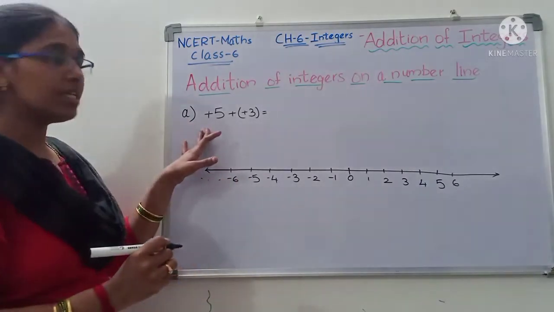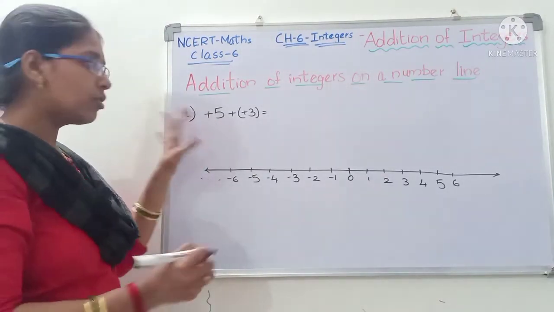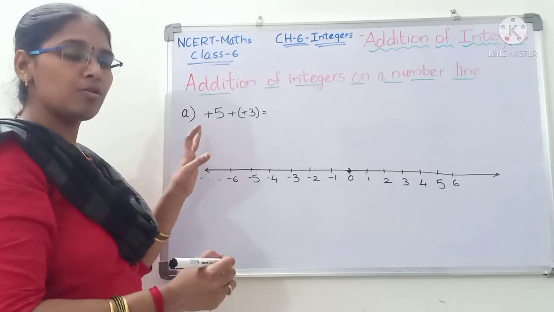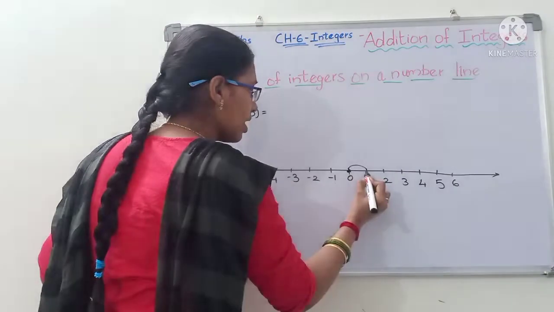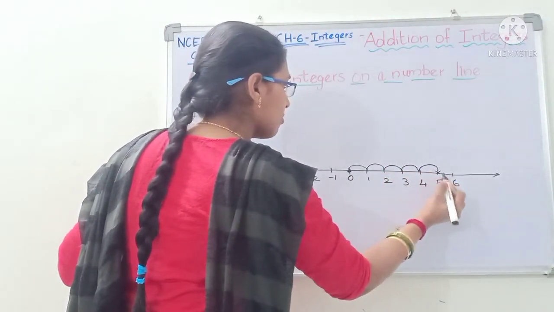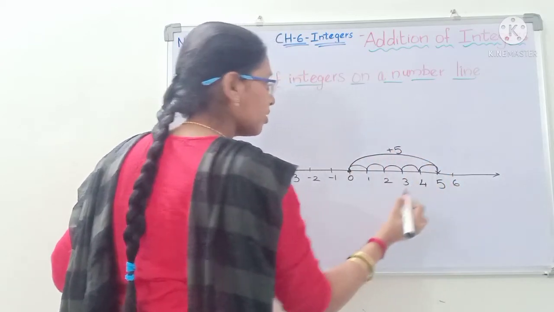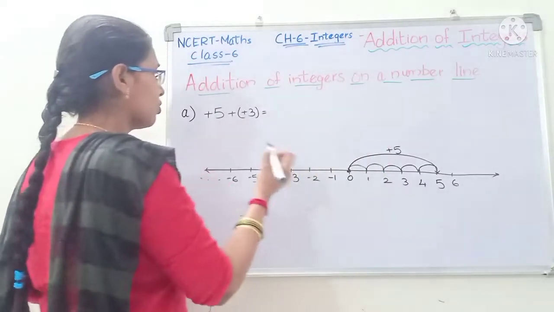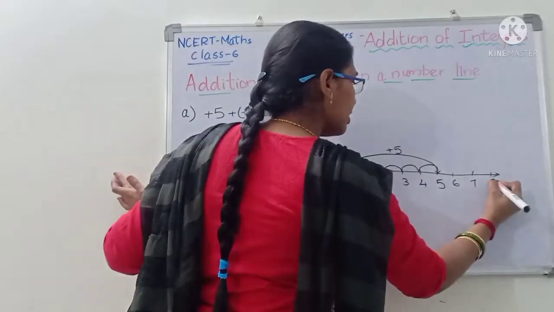Okay. Now the question is you should add plus 5 and plus 3. First plus 5. You should always start from the initial point 0. Plus 5 means positive, so you will go right. 5 steps right. 1, 2, 3, 4 and 5. Plus 5 means you will come to plus 5. You will move in the positive direction, to the right side, if it is positive.